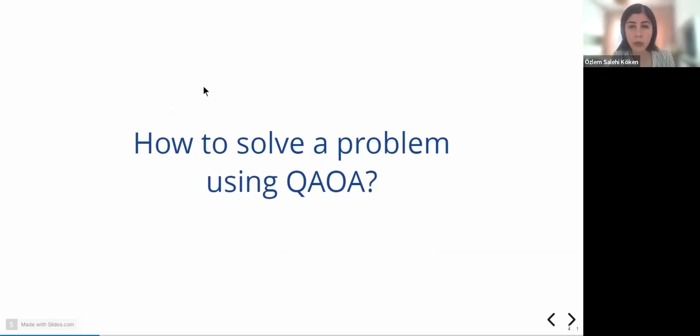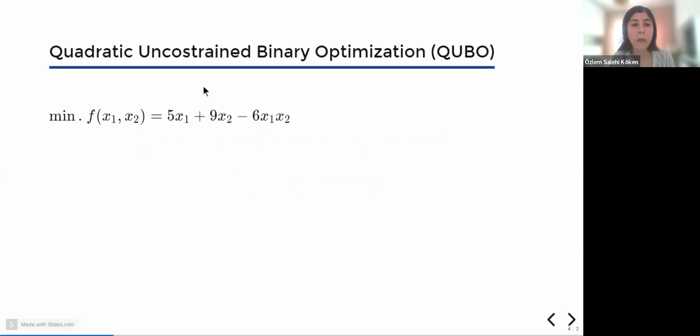So what is the state-of-the-art approach? First, let's talk about quadratic unconstrained binary optimization. It is just an optimization problem stated as follows. This is an example: X1 and X2 are binary variables. They are either 0 or 1. And you would like to find X1 and X2 so that this f of X1, X2 is minimized.